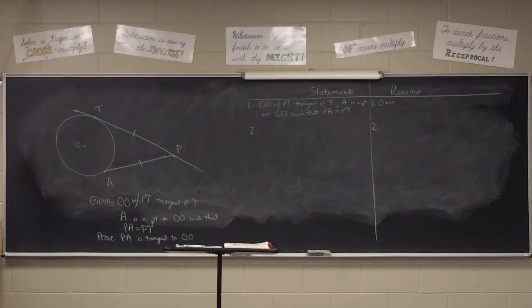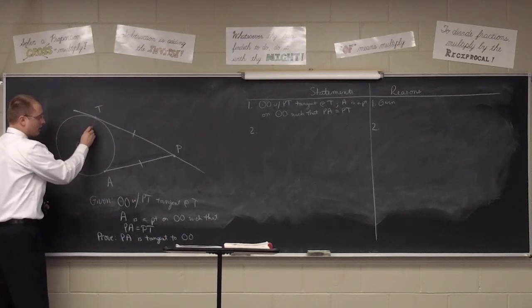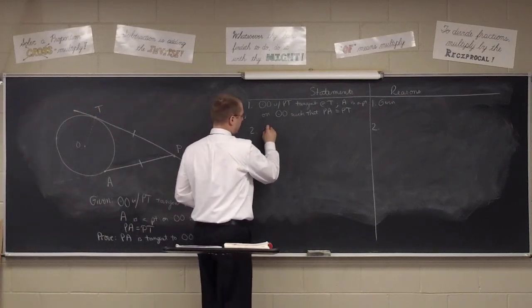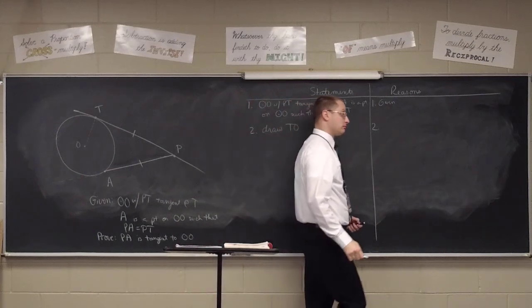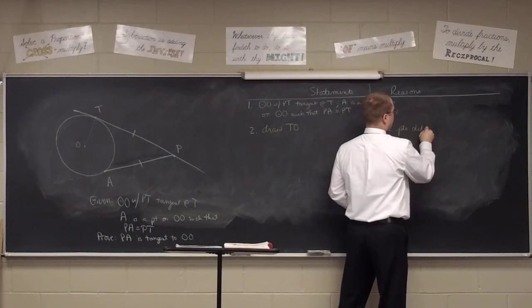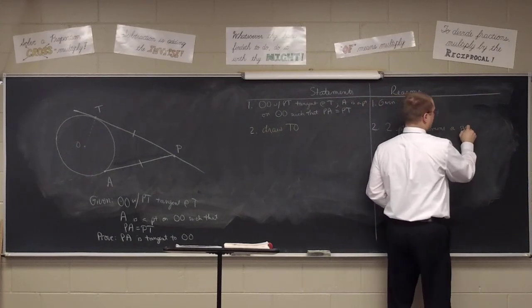Oh, draw them. That's a great idea. So let's go ahead and draw OT. Or TO, draw TO. Reason? Two points determine a straight line. Right. Good. When he said draw TO, I knew exactly what he meant. Two points determine a straight line.